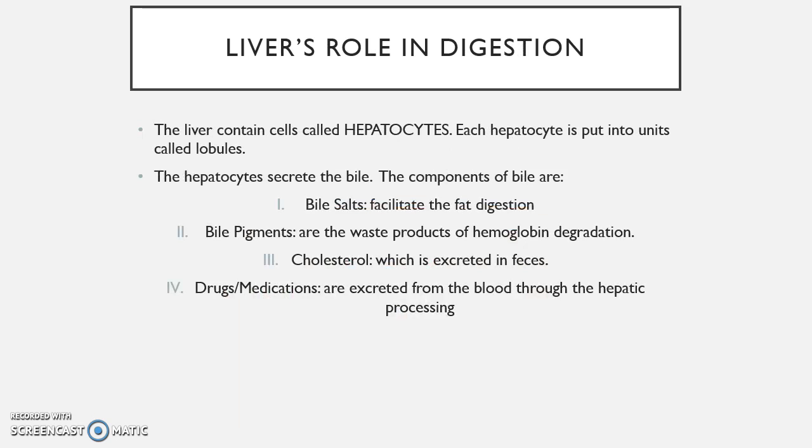So the liver contains cells called hepatocytes. Each hepatocyte is put into units called lobules. These hepatocytes secrete the bile. The components of the bile are bile salts. These bile salts facilitate fat digestion.